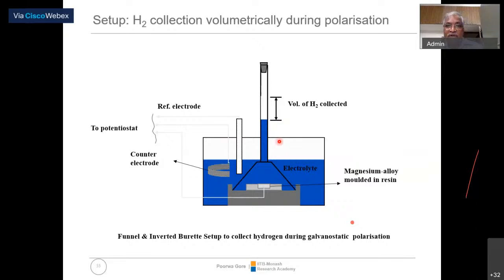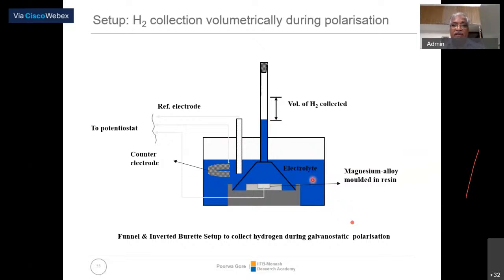So if the volume of hydrogen liberated is very small, that means you have to go for a burette which has a finer gradient, right? So you have to go for that. So again, you have to have an idea about what is the expected amount of hydrogen, or you have to do some trial, okay? How much you can do.